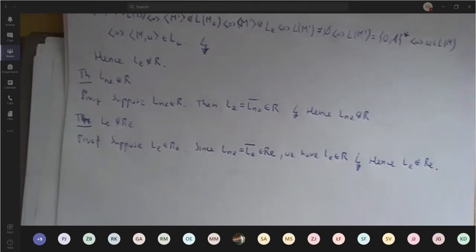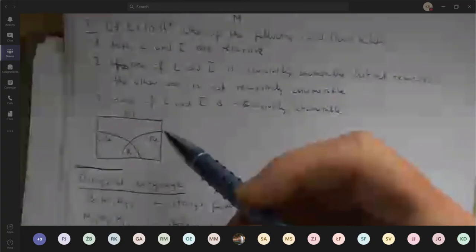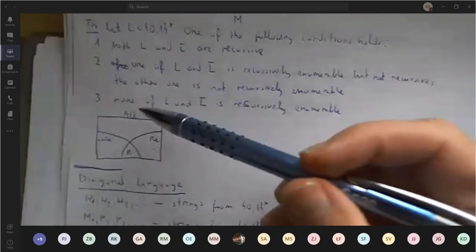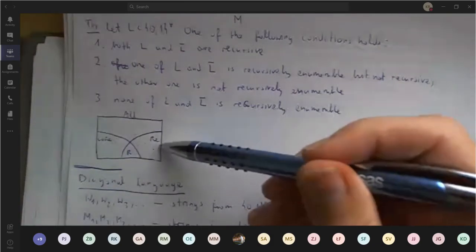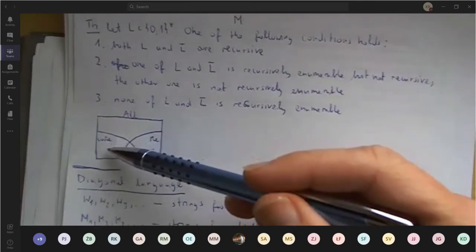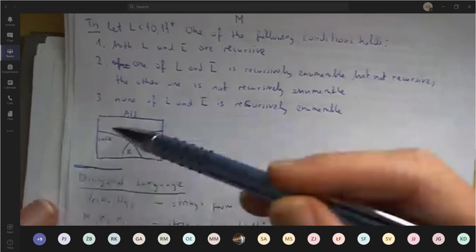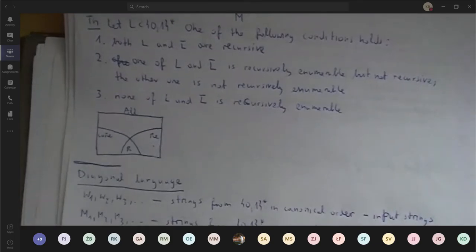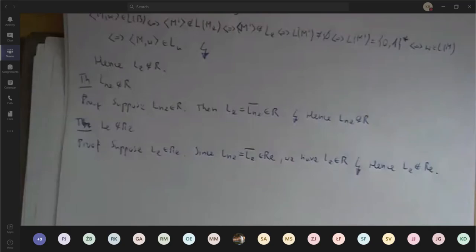Okay, so we can place these two languages on our map. Let me find the map. Oh, here it is. So L non-empty is somewhere here, and L empty is somewhere here. After discussing the last pair of languages, I will draw a bigger map and place the languages on the map. Okay.